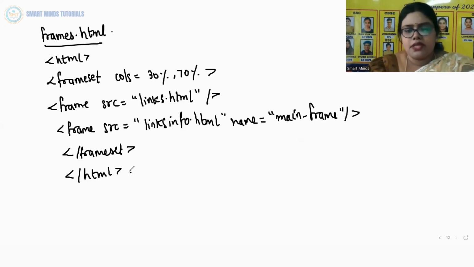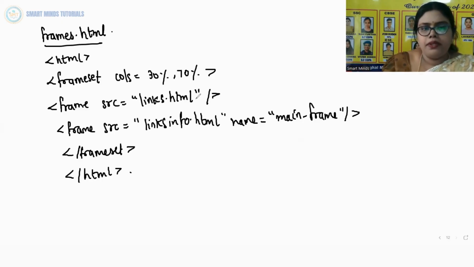So in the above example, two frames are created. One frame loads the page links.html, and the other frame, linksinfo.html, initializes it with the page. So let us see the code for linksinfo. This is the code for linksinfo.